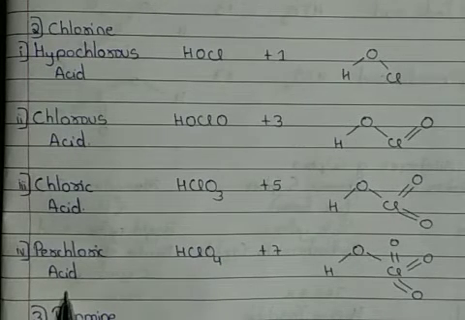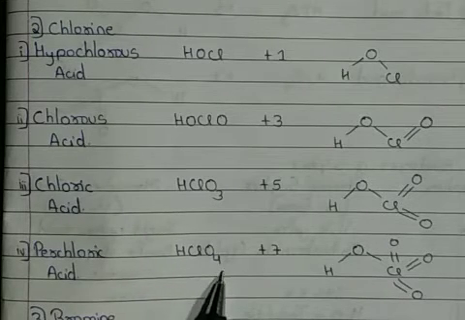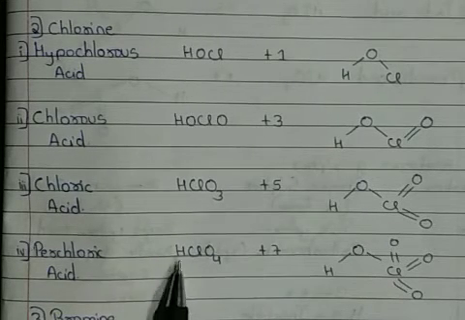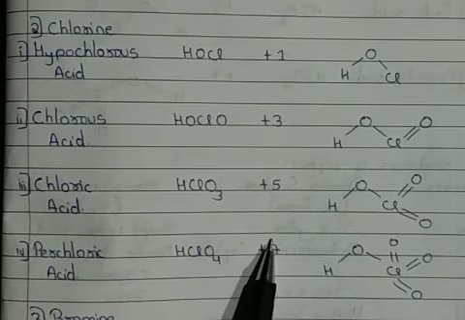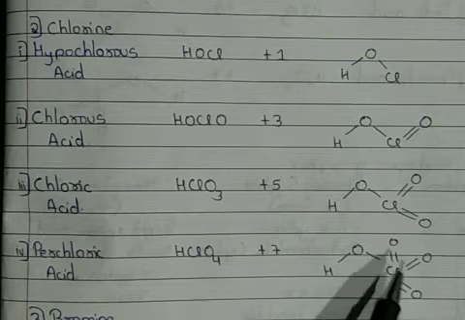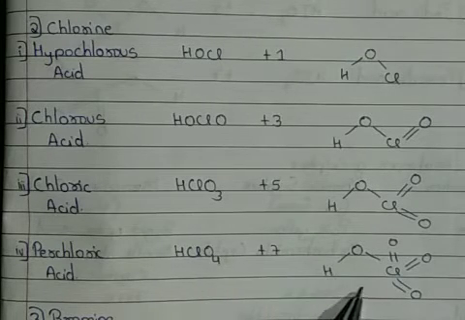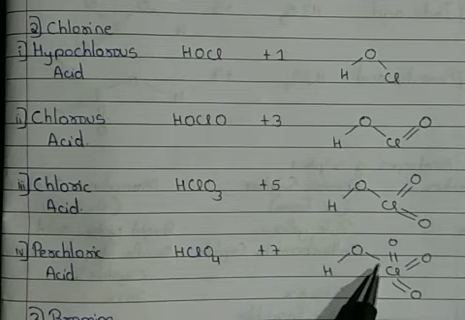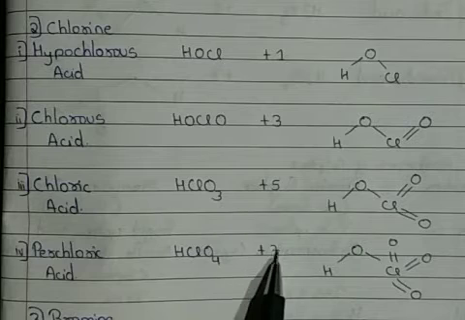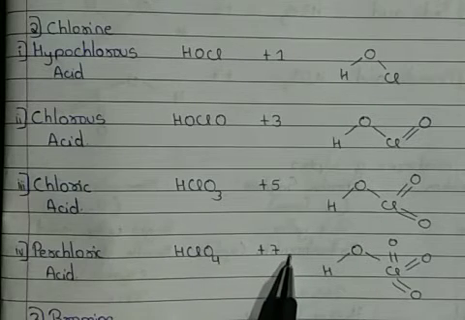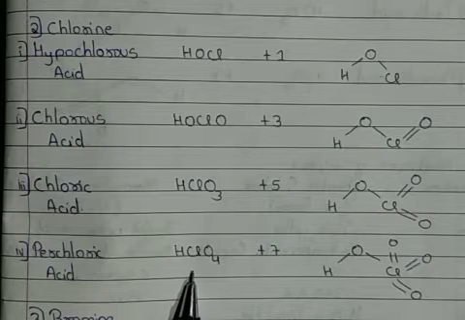Then the next oxoacid of chlorine we have, that is perchloric acid, having a formula HClO4, which can also be written as HOClO3. In this, its oxidation state is +7, because chlorine is attached to 3 double bond O's and 1 single bond OH. So if you count the total number of bonds, it has got 7, and that is why the oxidation state of chlorine in this case is +7. Okay, so these are our oxoacids of chlorine.